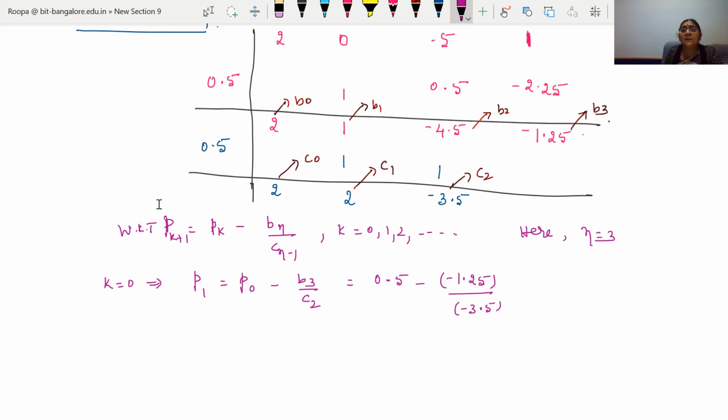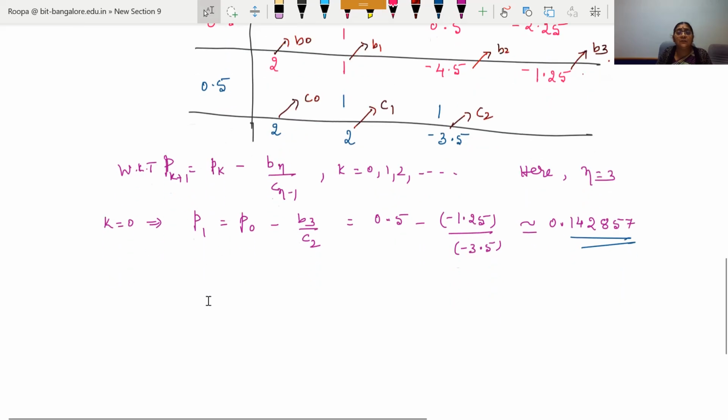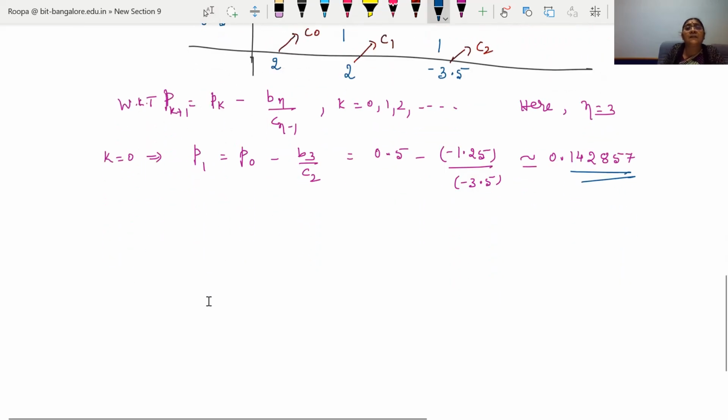Now minus into minus is plus, plus into minus is minus. Simplify that, we get approximately 0.142857. I took 6 decimal values. Whenever I carry more decimal values, we get a more accurate root. This is my P1 after the first iteration. They are asking to perform 2 iterations, therefore again we are going to apply the second iteration.